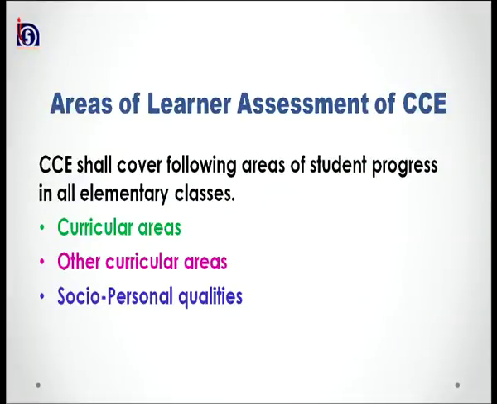As far as the continuous and comprehensive evaluation is considered, the assessment is done in the elementary classes in the 4 core areas. The first area is the curricular area under which the assessment is done. Then the second area is other curricular areas, and the third area is socio-personal qualities, also called SPQs in abbreviated form. Now we are taking each of the categories one by one.